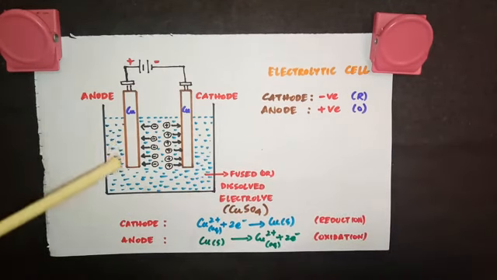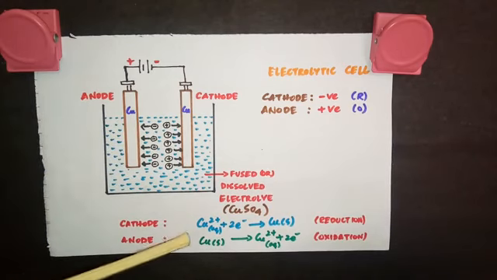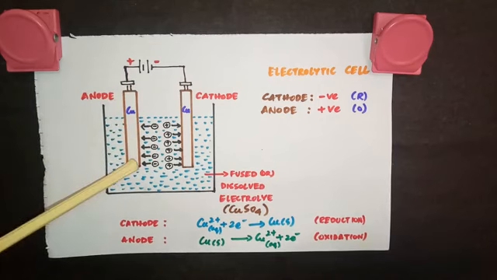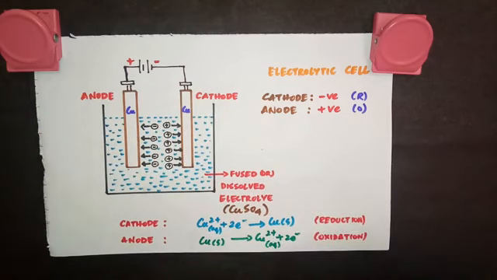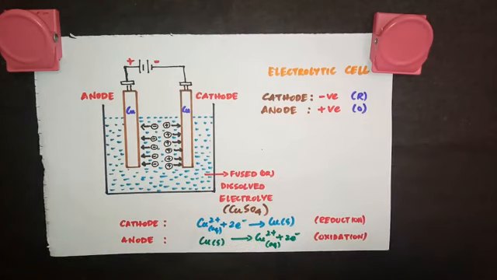And we expect SO4 2- to undergo changes at the anode. But what happens at the anode? The copper rod, which is dipped in the electrolytic solution, is getting oxidized to Cu2+ and 2 electrons. So we get copper as a product and copper ion as a product. The product which will be formed as a result of electrolysis depends upon a number of factors.